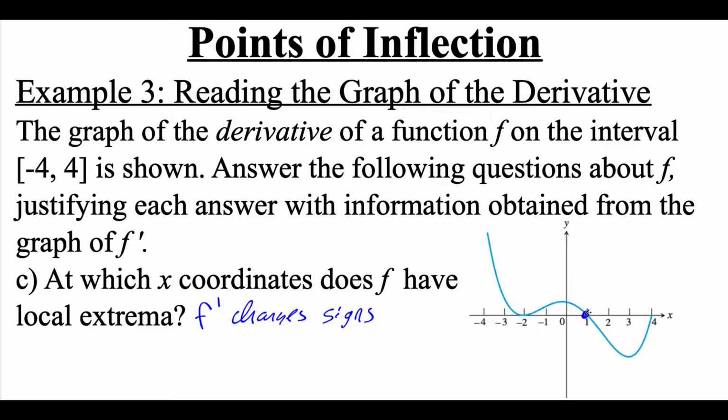But we change signs at the x value of 1. So there has to be some sort of local extrema happening at that x value of 1. And because our derivative goes from being positive to negative, that has to be a local maximum.